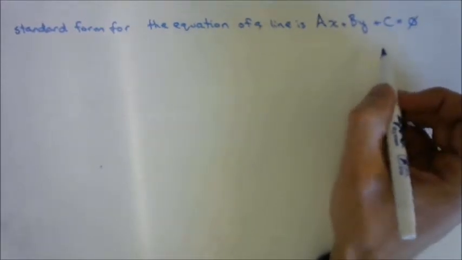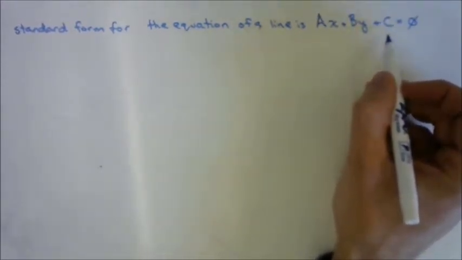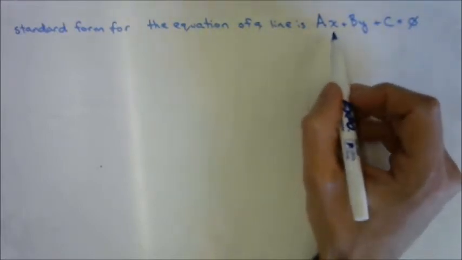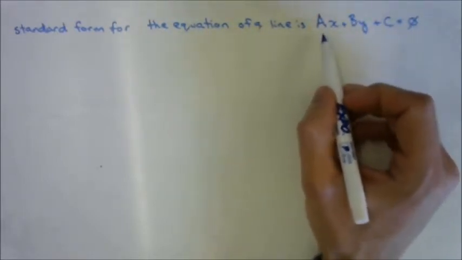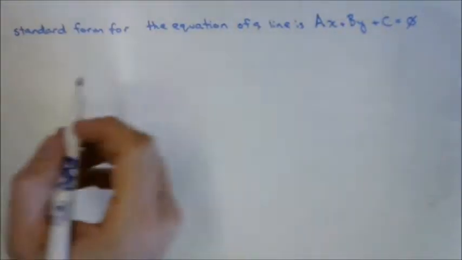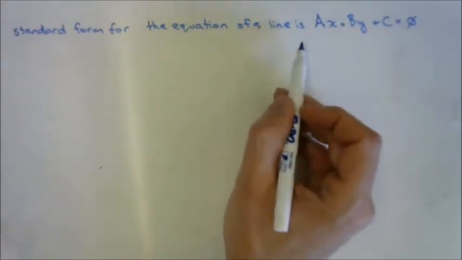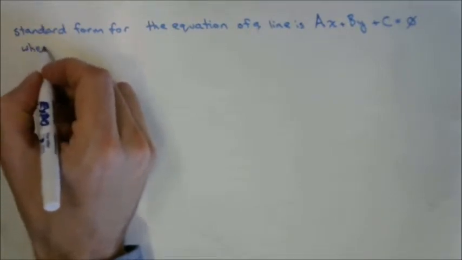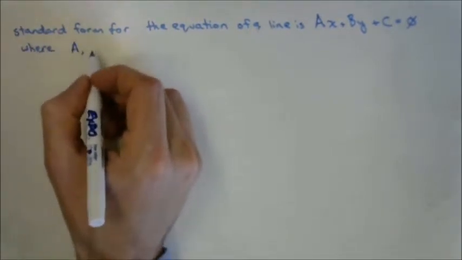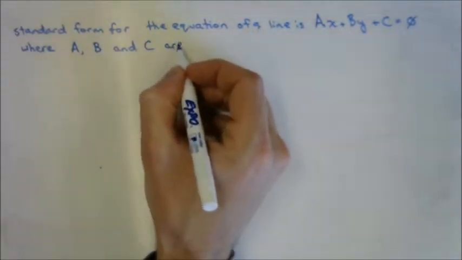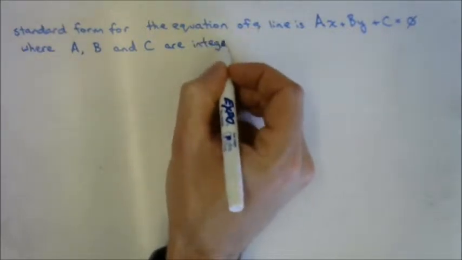Now what do we call c in this situation? Because it doesn't have a variable attached to it. It's the constant. And what we have here is a polynomial. It has two variables in it. A, B, and C are going to be numbers that we know already. Okay, so let's take a note on that. So standard form for the equation of a line is ax plus by plus c equals 0, where capital A, capital B, and capital C are integers.